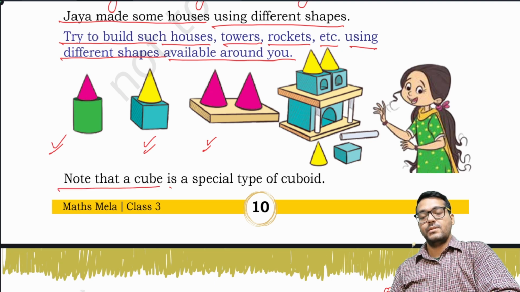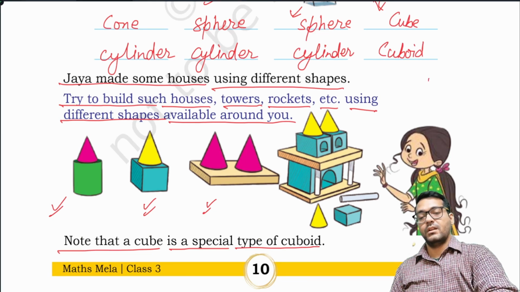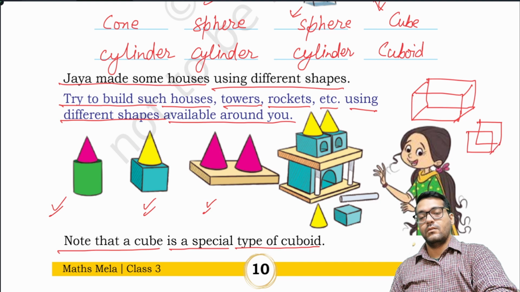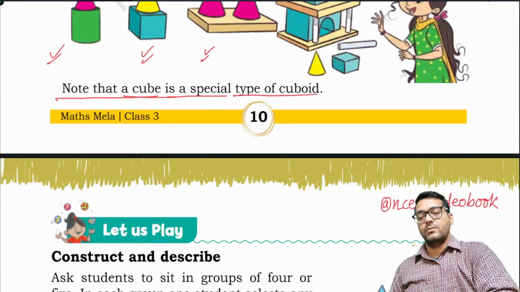Note that a cube is a special type of cuboid. If the length, width and height of a cuboid are equal, then it becomes a cube. So you can say a cube is a special type of cuboid. Okay, you can see it here. A cube is a special type of cuboid.